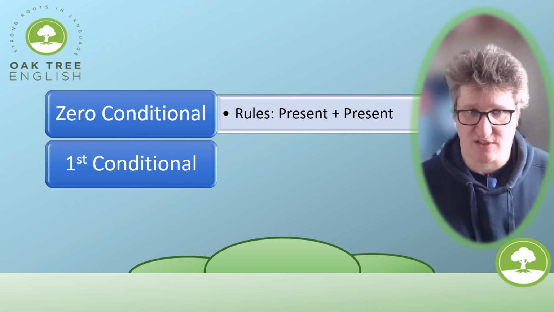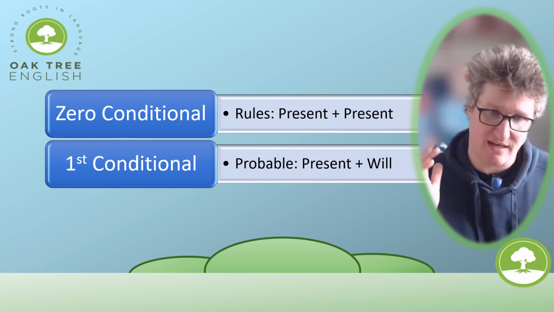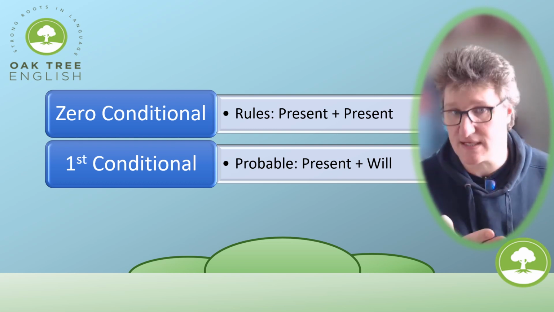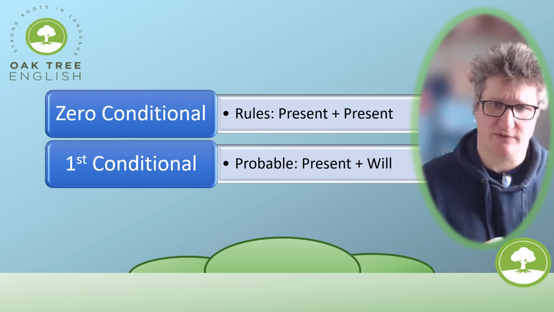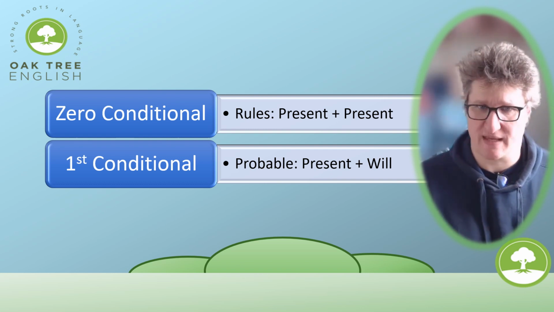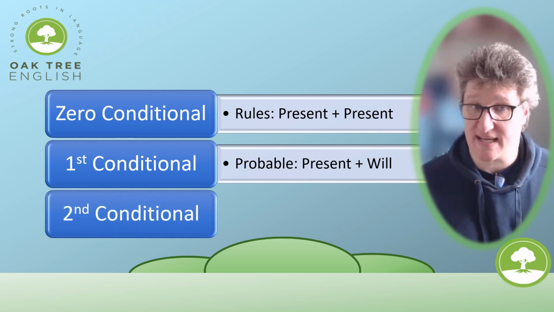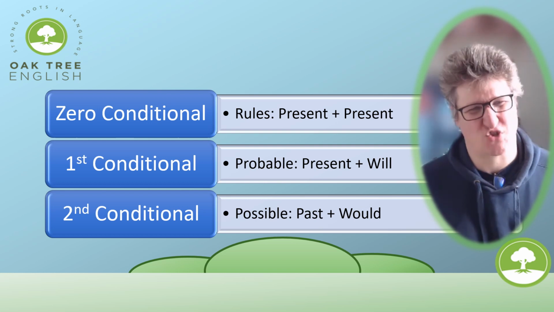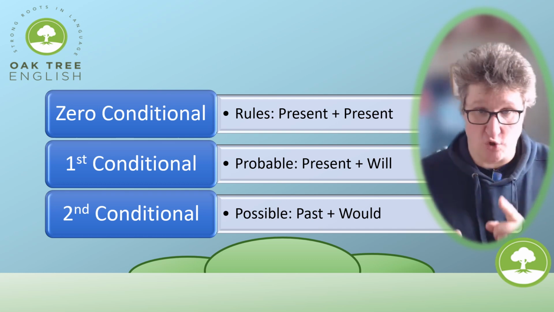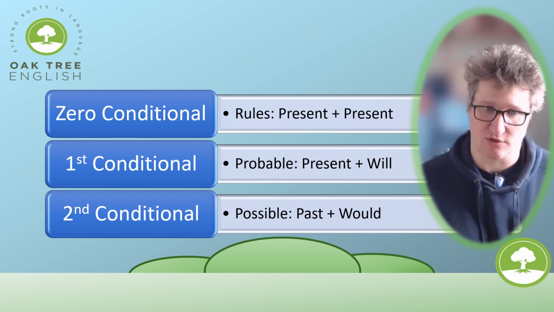Then we went to the first conditional, which we use for probable events. And again, we started with the present simple tense, and we followed it on with will, because it's probable, it's likely to happen. If one thing happens, this will happen. Then we went to the second conditional, which is possible but extraordinarily unlikely. And there we have the past, because it's unlikely, and would, again, because that's the past of will, taking it a step back in likelihood.